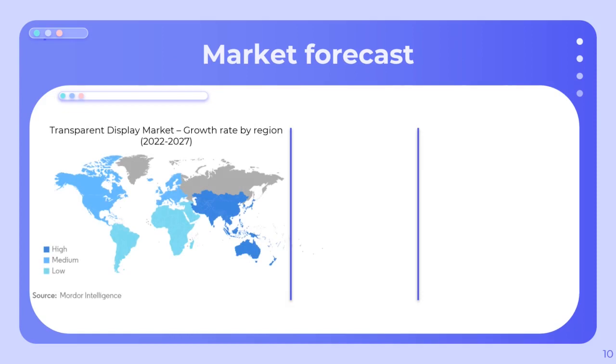The market forecast for transparent OLED displays is highly promising, with significant growth anticipated in the coming years. Regionally, Asia Pacific is expected to be a key driver of market growth. Indeed, Asia-Pacific is known for its rapid technological advancement and should lead the adoption of transparent OLED displays across various industries, particularly in countries like China, South Korea, and Japan. As for North America, robust retail and advertising sectors are likely to take up transparent OLED displays.